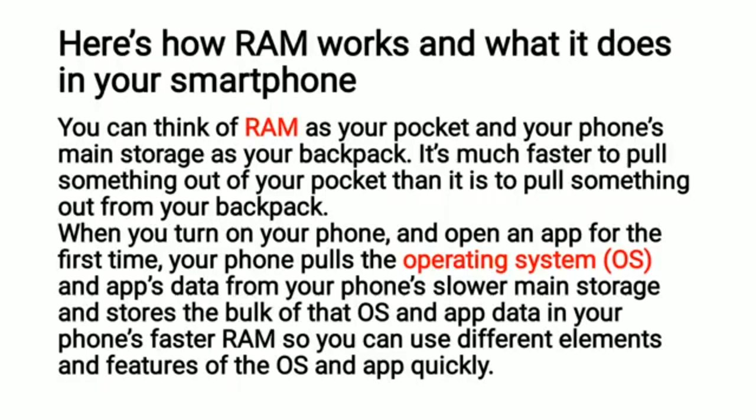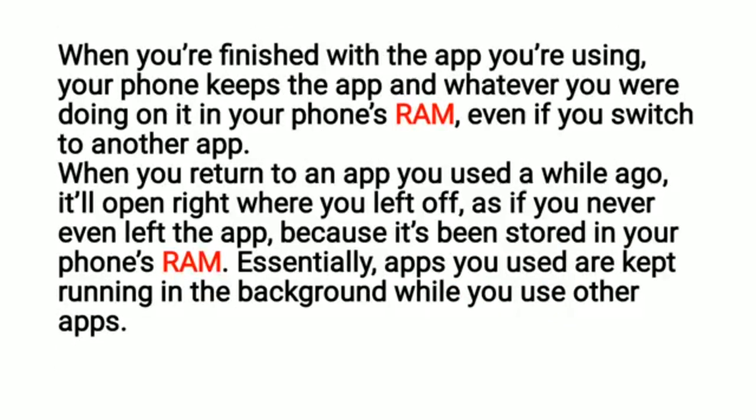You understand? When you turn on your phone and open an app for the first time, your phone pulls the operating system and app data from your phone's slower main storage, and stores the bulk of that OS and app data in your faster RAM, so that you can use different elements and features of the OS and app quickly. When you are finished with the app you are using, your phone keeps the app and whatever you were doing on it in your phone's RAM, even if you switch to another app. When you return to an app you used a while ago, it will open right where you left it, as if you never even left the app, because it's been stored in your phone's RAM.